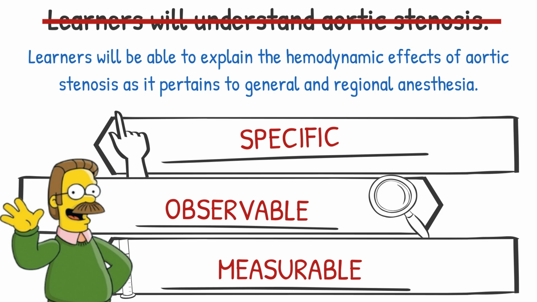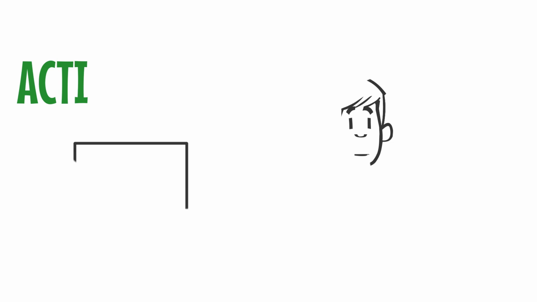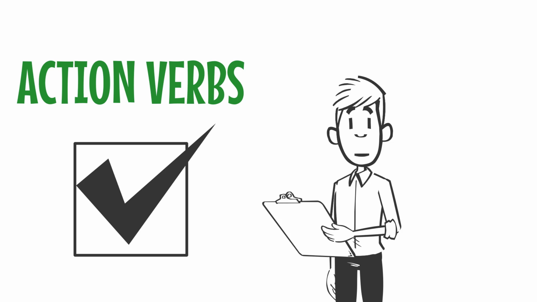That is an improvement, since we've now defined understanding as the ability to explain aortic stenosis in the context of providing anesthesia. In this particular example, the observable part of the learning objective might be the resident's discussion of anesthetic induction in a patient with severe aortic stenosis during the debriefing. And this brings us to action verbs.